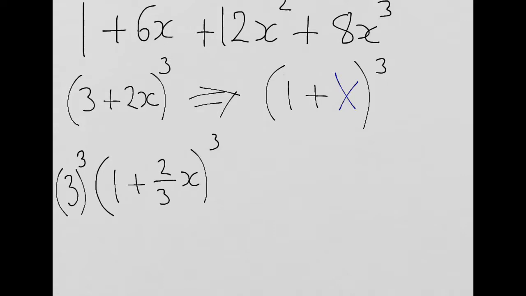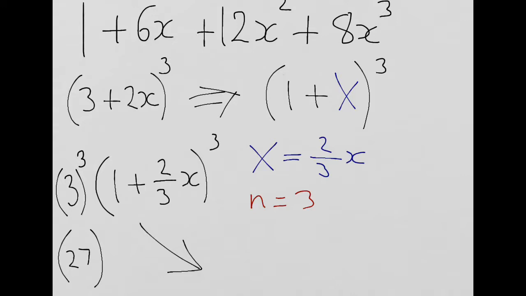Let's put that in brackets first to make it nice and neat. Okay, when you got this done, in this case big X will be equal to 2/3 little x, and n is going to be equal to 3 again. All we have to do that's different is, after we've expanded all this stuff, we have to multiply it by 27. So could you guys give that a go? Expand this one and multiply every single term by 27, and you should find the expansion for that one. Give that a go now.